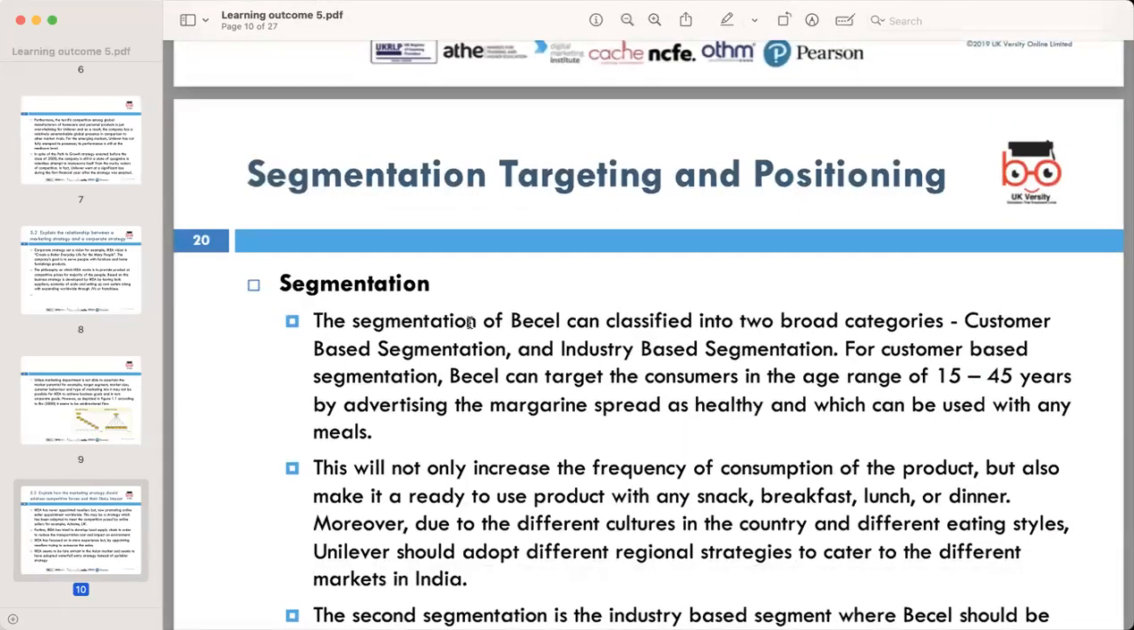So segmentation, targeting, and positioning. In our strategy for Becel, we have employed segmentation, targeting, and positioning strategies to effectively position the product in the Indian market. Firstly, we have identified 2 broad categories for segmentation: customer-based and industry-based.